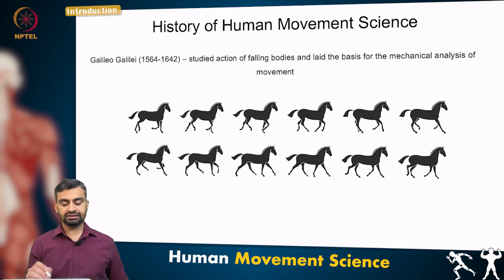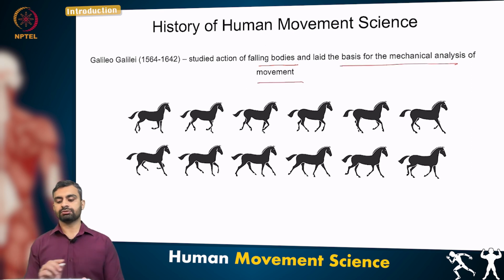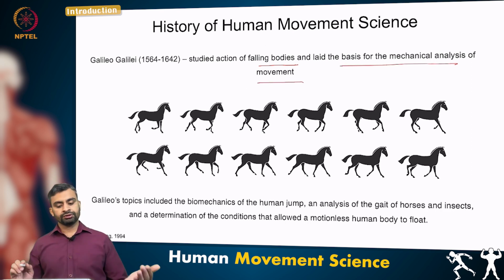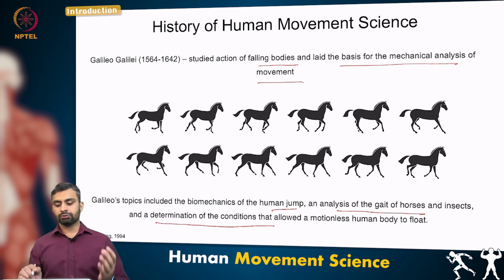Galileo is another renowned scientist who studied the action of falling bodies and laid the basis for mechanical analysis of movement. He also looked at the human jump, the analysis of gait of horses and insects, and the determination of conditions that allowed the motionless human body to float.